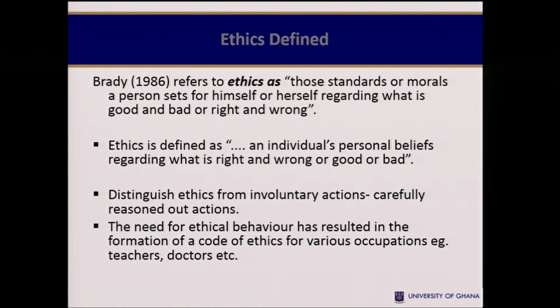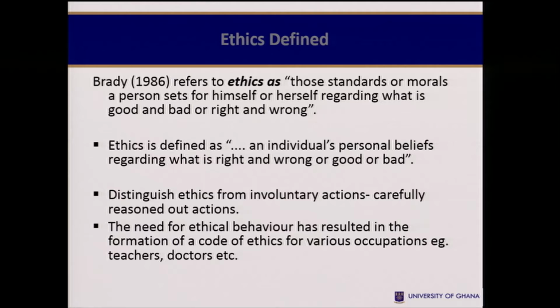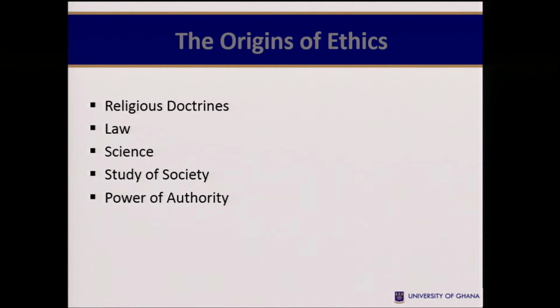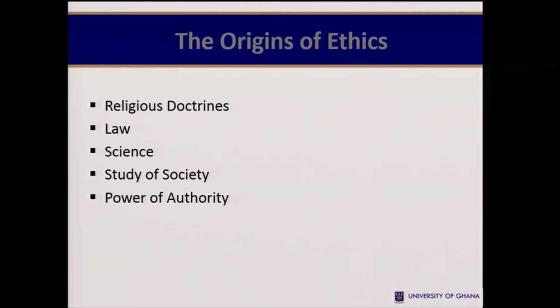Distinguishing ethics from involuntary actions, we carefully reason out options. The need for ethical behavior has resulted in the formation of a code of ethics for various occupations or organizations, for example, teachers and doctors. Now, the origins of ethics come from religious doctrines, law, science, study of society, and power of authority.